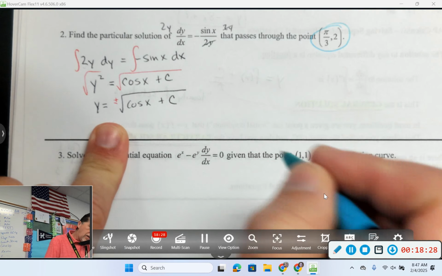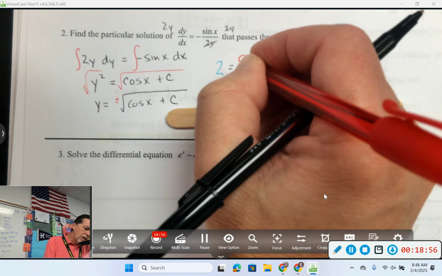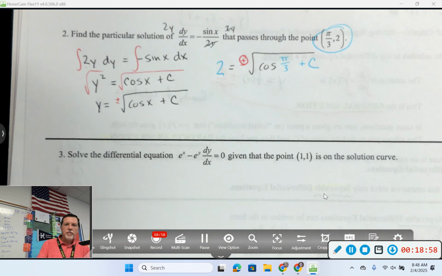Let's use our point. So y is 2, plus or minus the square root of cosine pi over 3 plus c. So I think I can tell already. Lexi, am I going to be using the positive or the negative? Positive. The positive, because if I want my answer to be positive 2, I'm going to use the plus one.